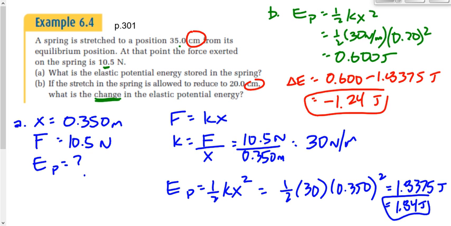1.24 joules. What's the negative mean there? Energy is a scalar, right? So we can't say right, left, up, down. What's the negative mean there? It's not the direction. Peter, what's the negative mean there? Negative 1.24.